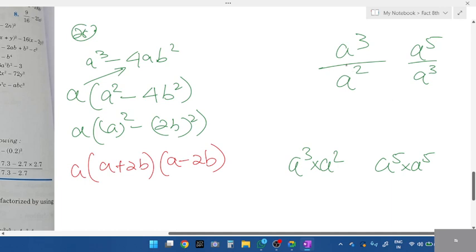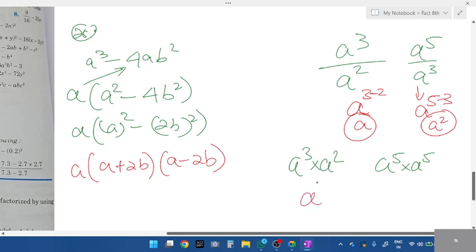See, once again, when you're dividing, what happens to power? Do you add or subtract? We subtract it, right? What is a to the power of 5 minus 3? A square. So remember this, students, when you multiply, do you add or subtract? You add the power. A5 and this becomes A10.